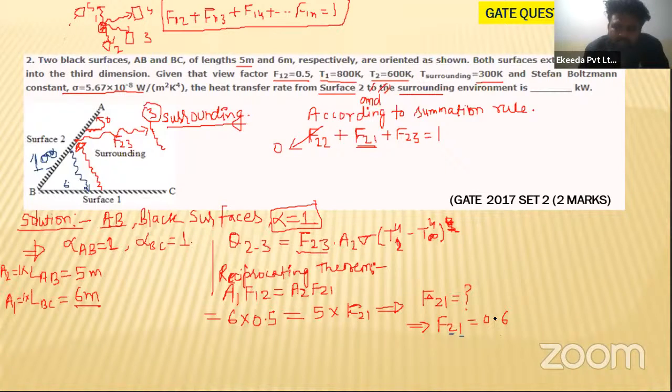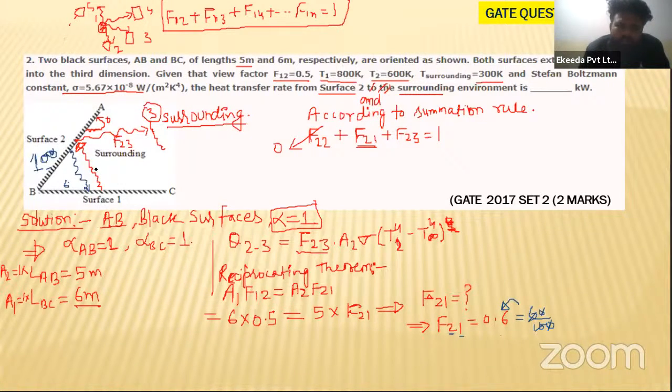So this is nothing but 0.6, which, if you take my example, is nothing but 60 upon 100, my dear students. 60 upon 100 directly will come how much? 0.6. Okay. Now we have found that much of the radiation is leaving surface 2 and reaching surface 1.